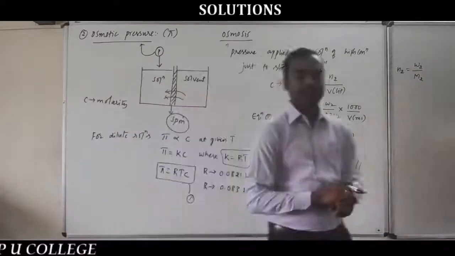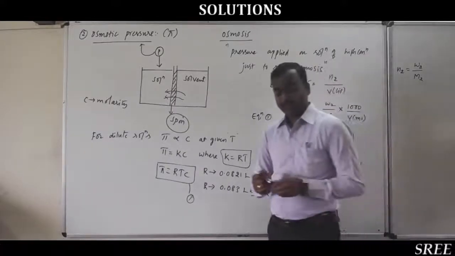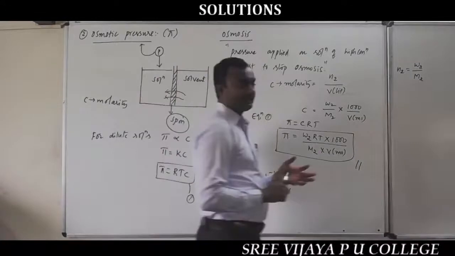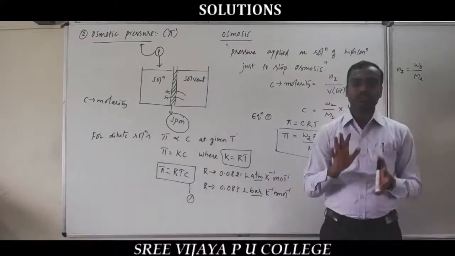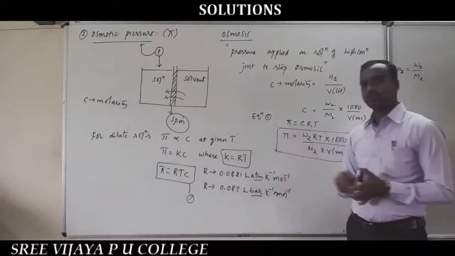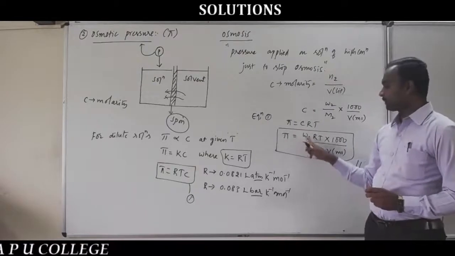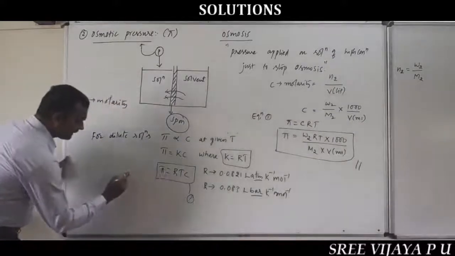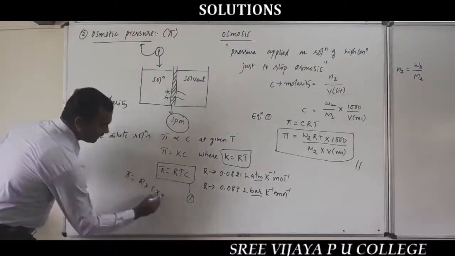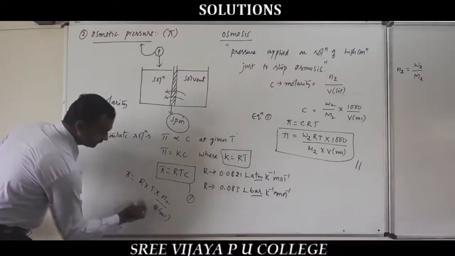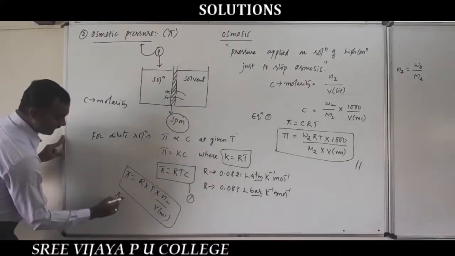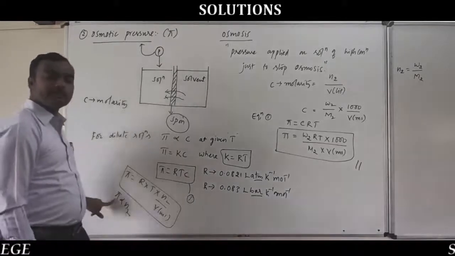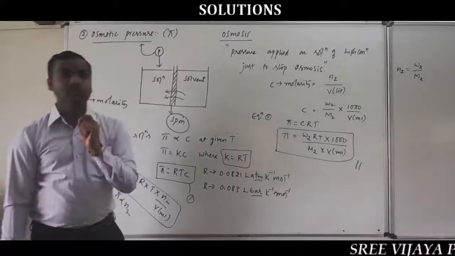So now we already said osmotic pressure is one of the colligative properties. What is the meaning of colligative property? A colligative property is a property which depends on the number of solute particles, but not on the nature of the solute particles. From this equation, pi is equal to R into T into C, concentration, that is N2 divided by V in ml. So pi is proportional to N2, where N2 is the number of moles of solute. Therefore, osmotic pressure is a colligative property because it depends on the number of moles of solute, nothing but the number of solute particles, but not on the nature.